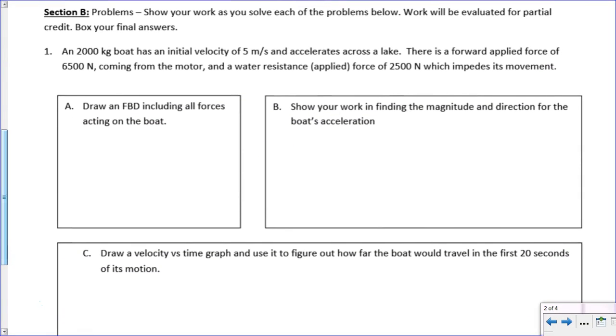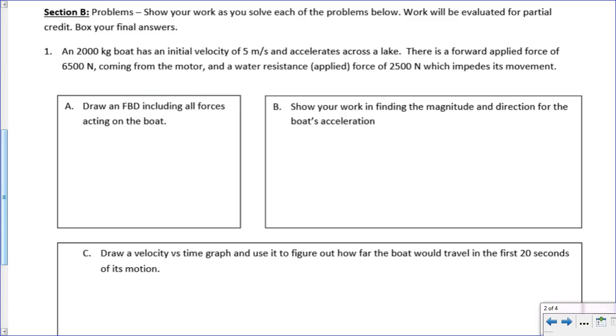So getting on to section B, where we have some problems here. The first one is about a 2,000 kilogram boat, and I give you the initial velocity there. It's accelerating across the lake. I said there's a forward applied force of 6,500 newtons coming from the motor, and there's a water resistance force which is also applied, which is 2,500 newtons. It impedes its movement. And so hopefully you have everything you need there to think about the different forces that would act here. It's going to be accelerating horizontally because it's a boat, so it's going to be accelerating off here to the right, I'm going to assume, because we just normally say that the right is the forward direction.